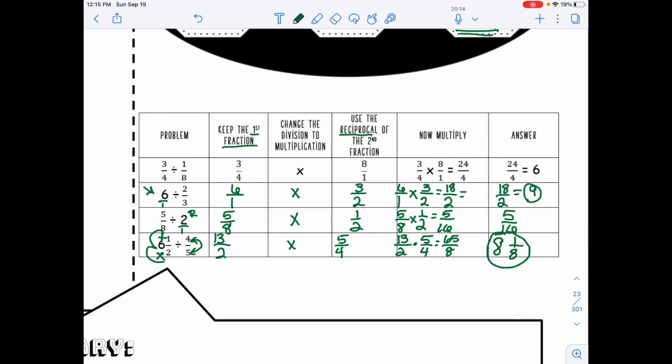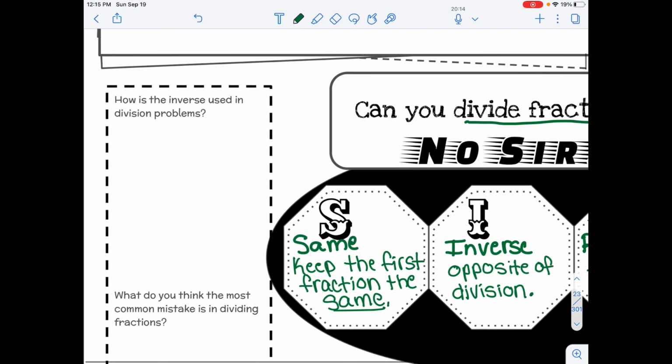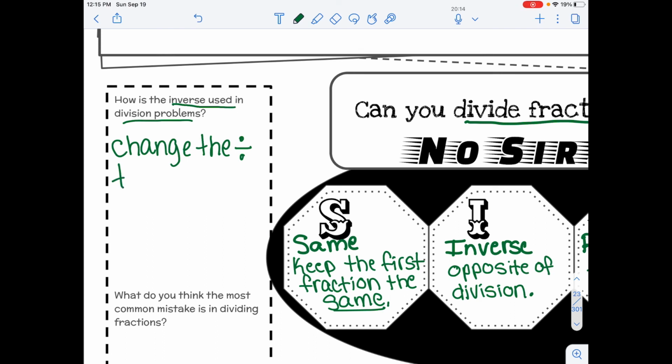All right, good job, Rams. Okay, how is the inverse used in division problems? Well, the inverse is used in division problems by, remember, we changed the division to multiplication. All right, good job. I'm going to label the multiplication sign right here. So we change it to multiplication.